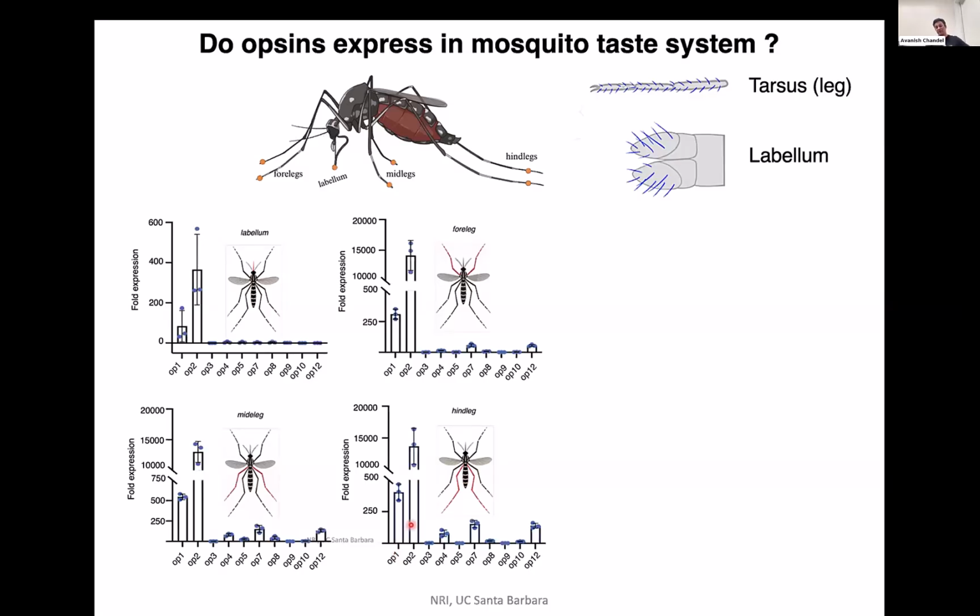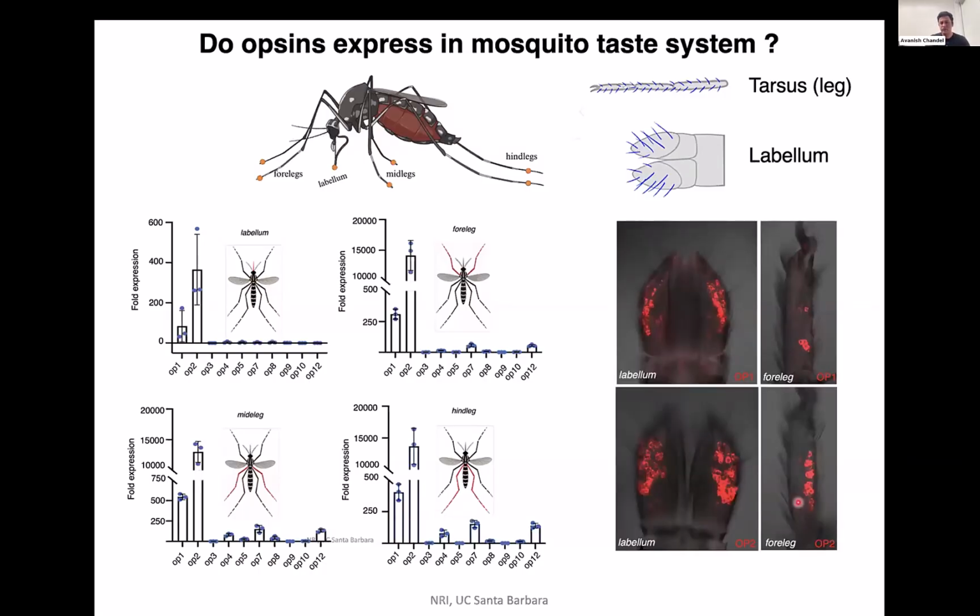And the expression of these opsins is not just a few folds higher, it is like 100 or 1,000-fold higher than the other opsins that are expressed in these tissues. Now, to validate their expression, we visualized their localization and performed in situ hybridizations, and we found that, in fact, both OP1 and OP2 are expressed in the labellum as well as the forelegs and the hind legs, and mid legs as well, which I'm not showing in this figure. But these two opsins are the mainly expressed opsins in these taste organs of the mosquitoes.